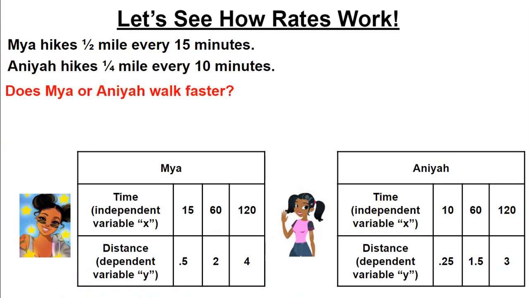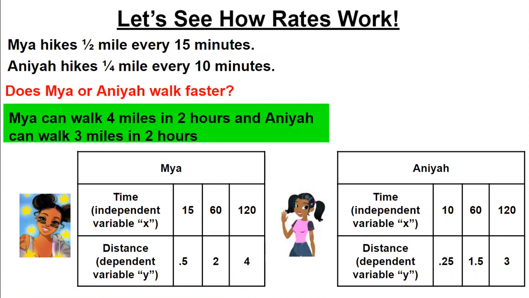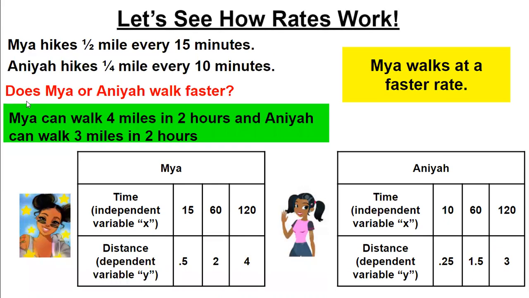Does Maya or Anaya walk faster? Who's walking faster? Did you say Maya? Why did you say that? Yes, because Maya will have walked 4 miles in 2 hours, while Anaya will only have walked 3 miles in 2 hours. She might be taking her time a little bit more. So see how rates work? Maya walks at a faster rate.